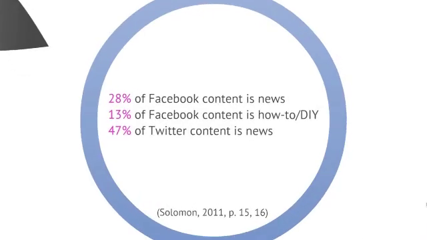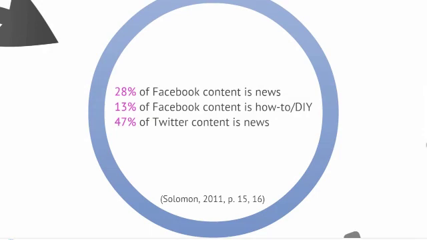Furthermore, we can see that 28% of Facebook content is news, 13% of Facebook content is how-to or do-it-yourself, and 47% of Twitter content is news. So we can see that there's a lot more on social media sites than simply leisure activities. And significantly, a lot of the content is informational, which validates the use of social media for dispensing news about library activity and services and resources.